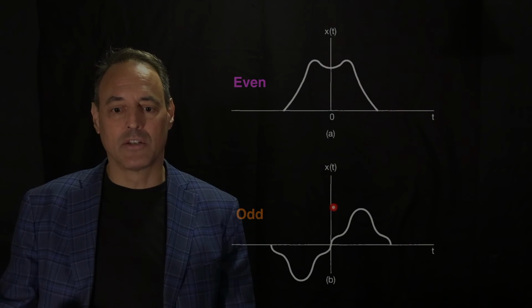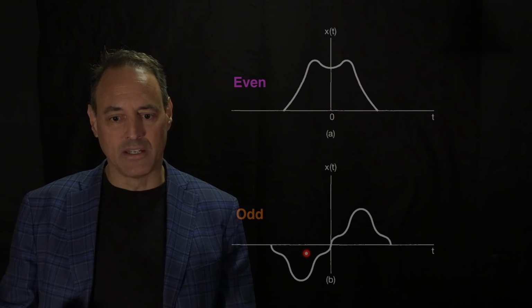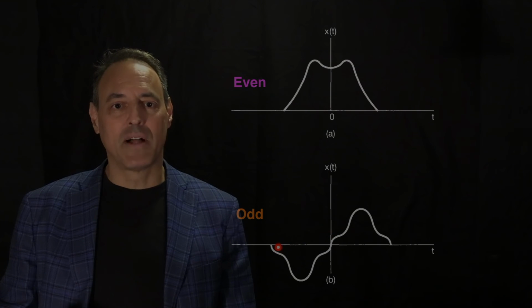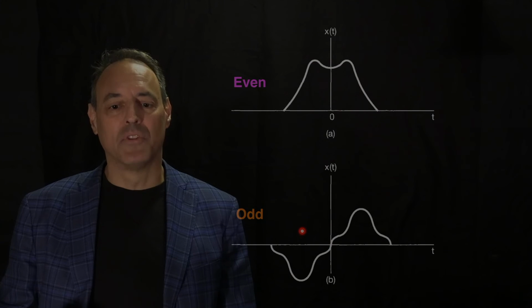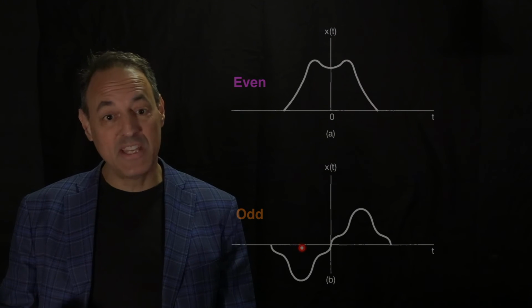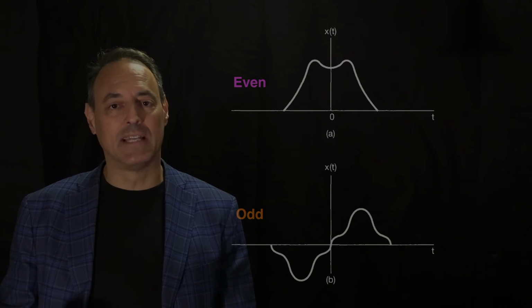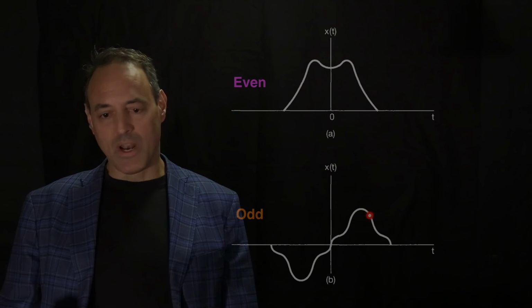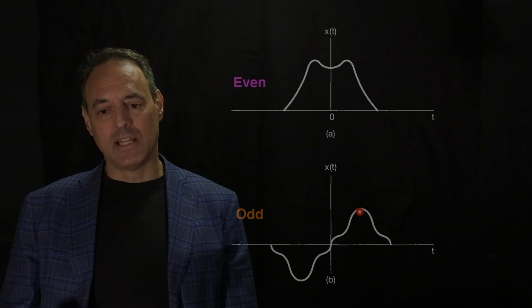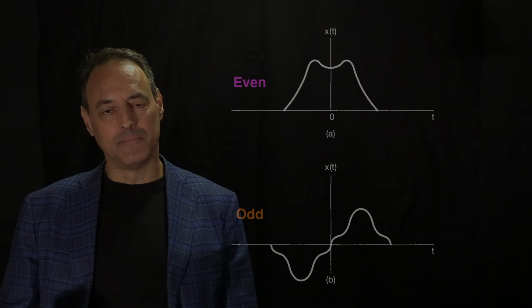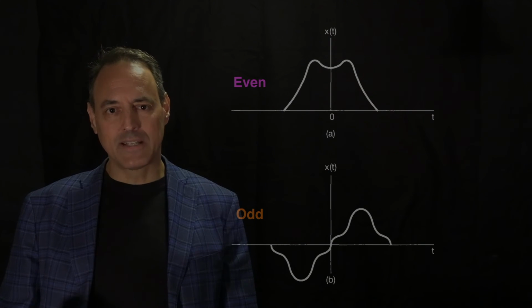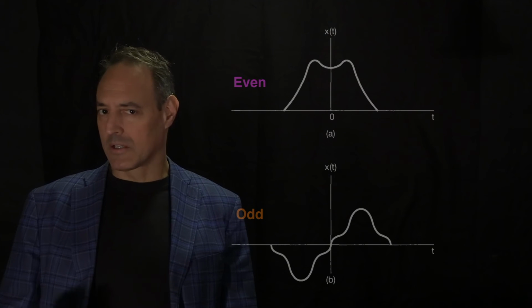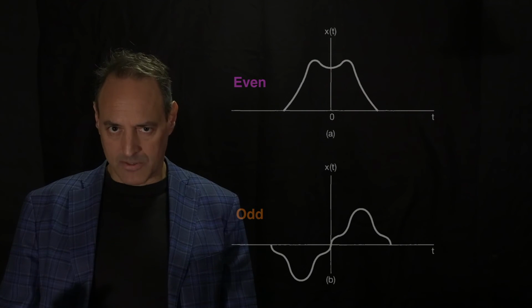Here is an odd signal. You reflect about this axis and switch the sign. So if you reflected about this axis, it'd be up here, but then you flip it about this axis, it's down here, and that is an odd signal. Whatever happened here in time, it's the opposite sign here in negative time. So even and odd signals are ways to characterize our signals.